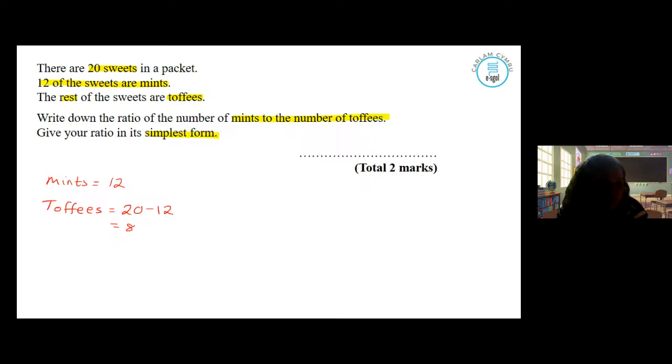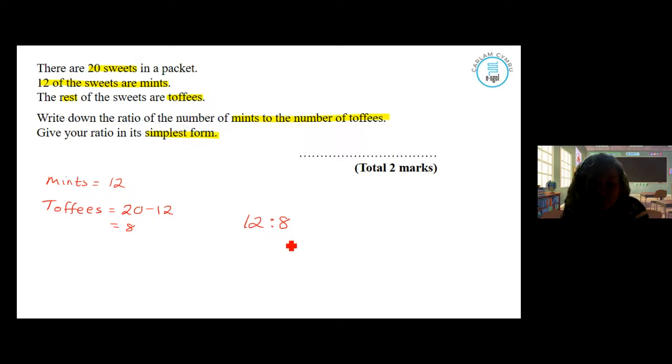So if I carry on reading what the question is asking me to do, it says, write down the ratio of the number of mints to the number of toffees. So mints has to go first because the mints come first in the words. So that ratio is going to be written as 12 to 8. But that's not my final answer. I haven't put it on my answer line because the next line tells me I've got to simplify. I need this in its simplest form.